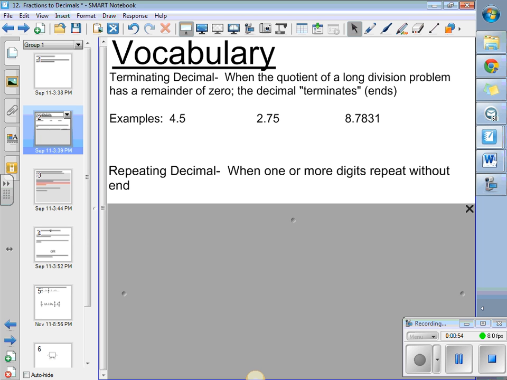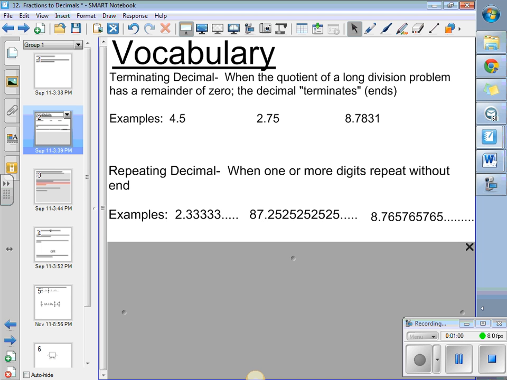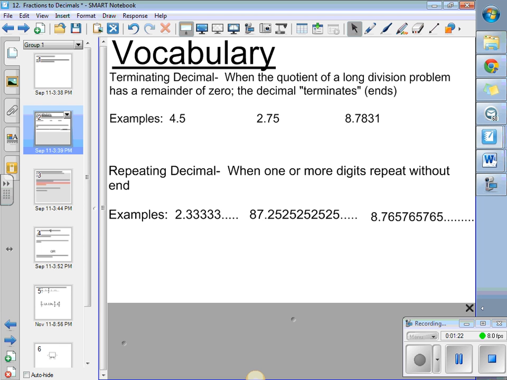Repeating decimals are when one or more digits repeat without end. So here we have 2 and 3/10ths where the 3 repeats, 87 and 25/100ths where the 25/100ths repeats, and 8 and 765/1,000ths where 765 is repeating. Okay.